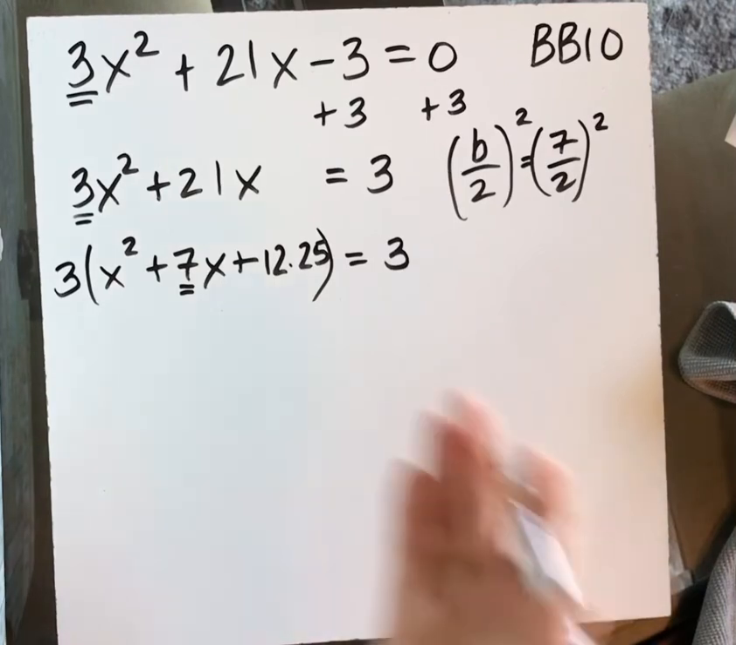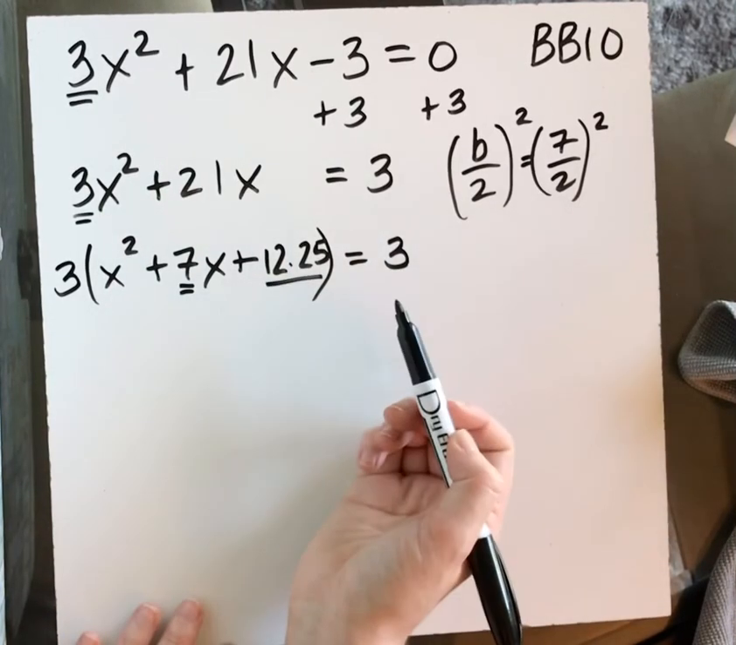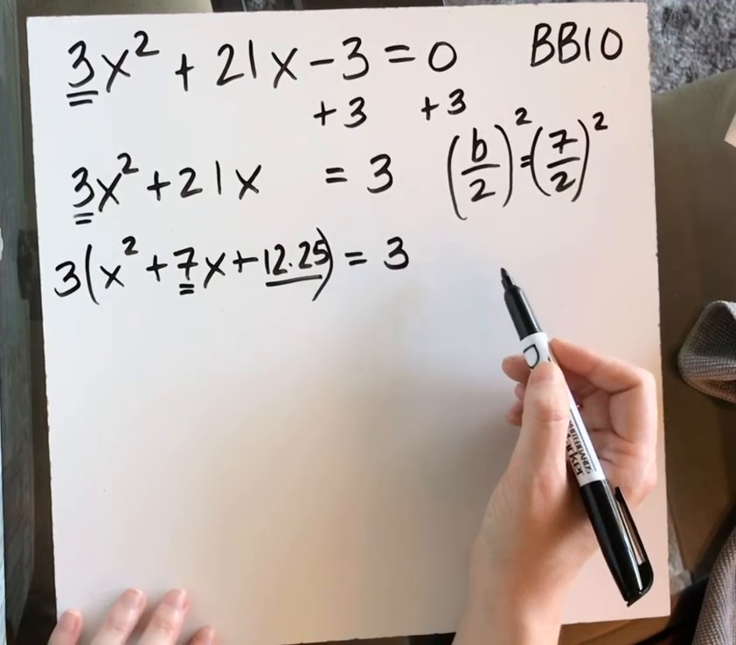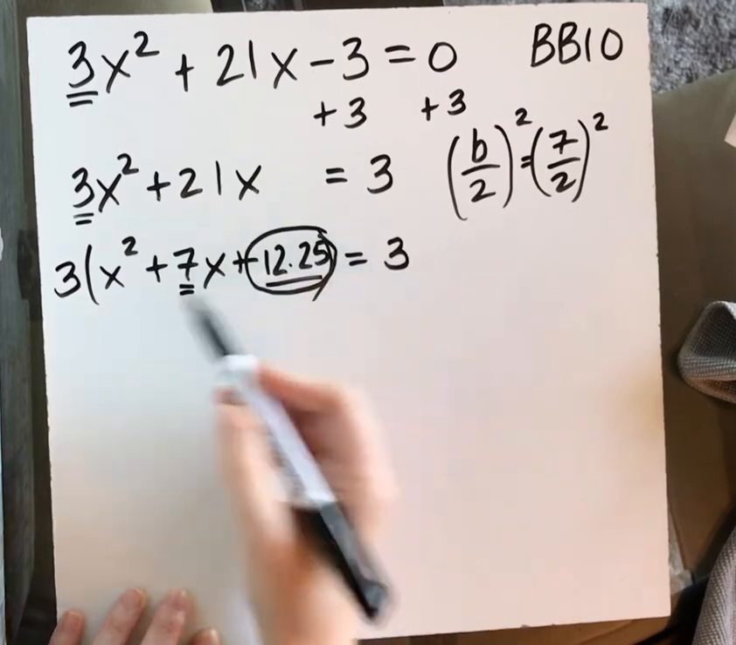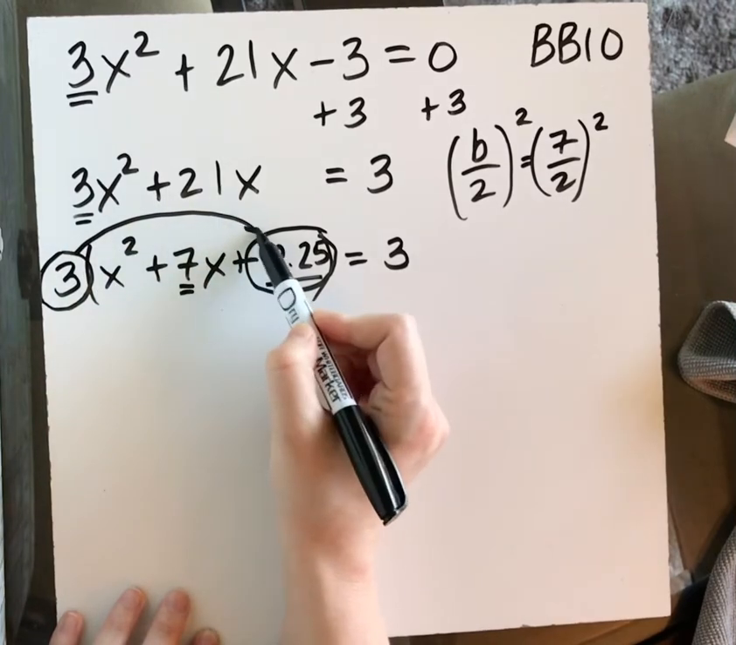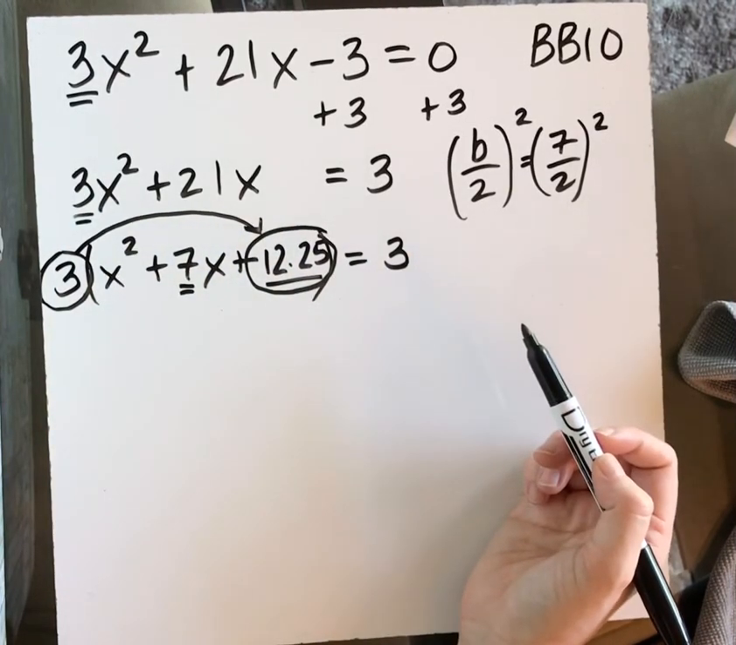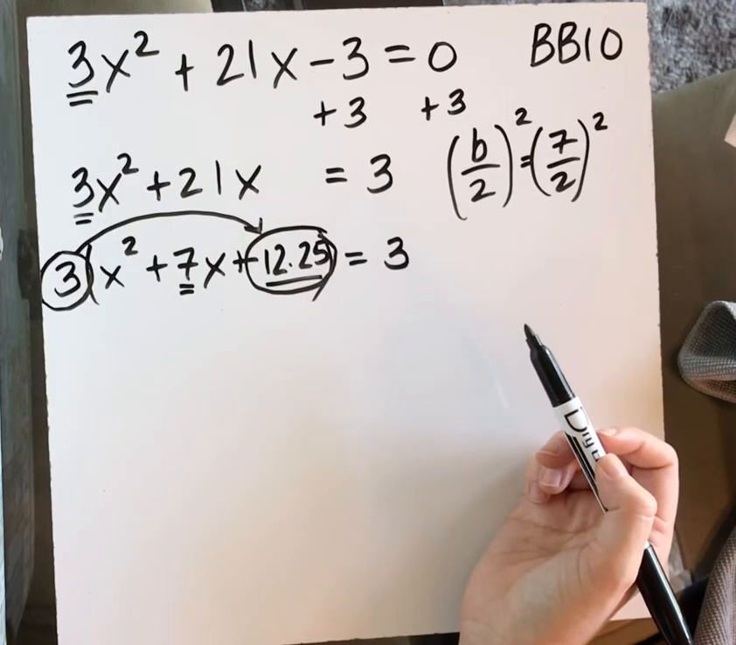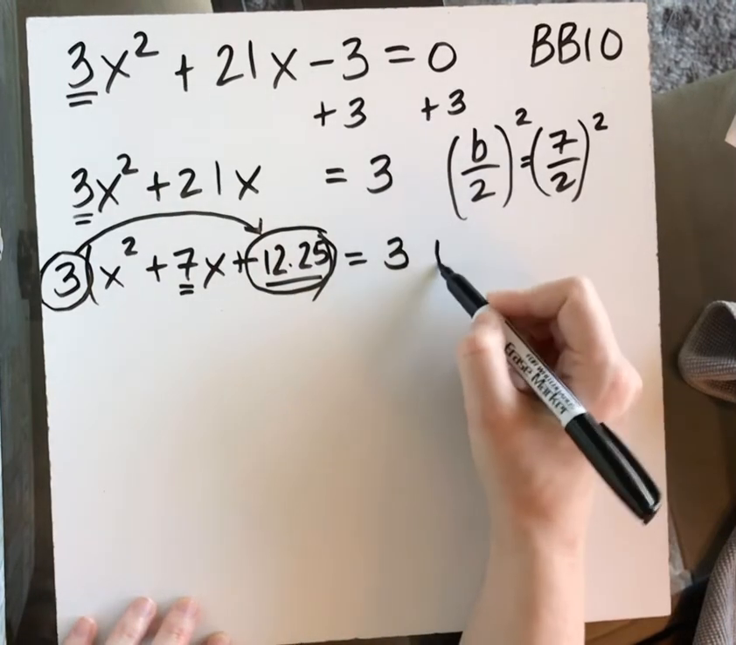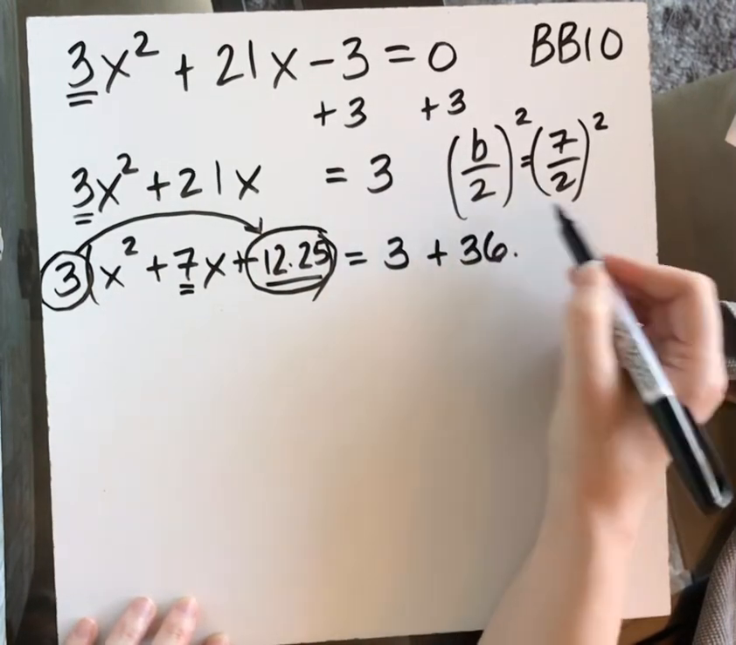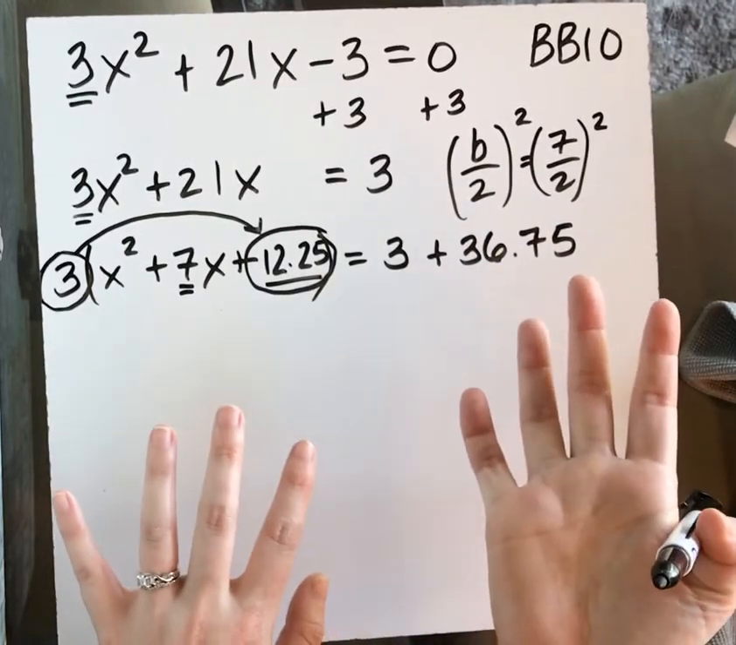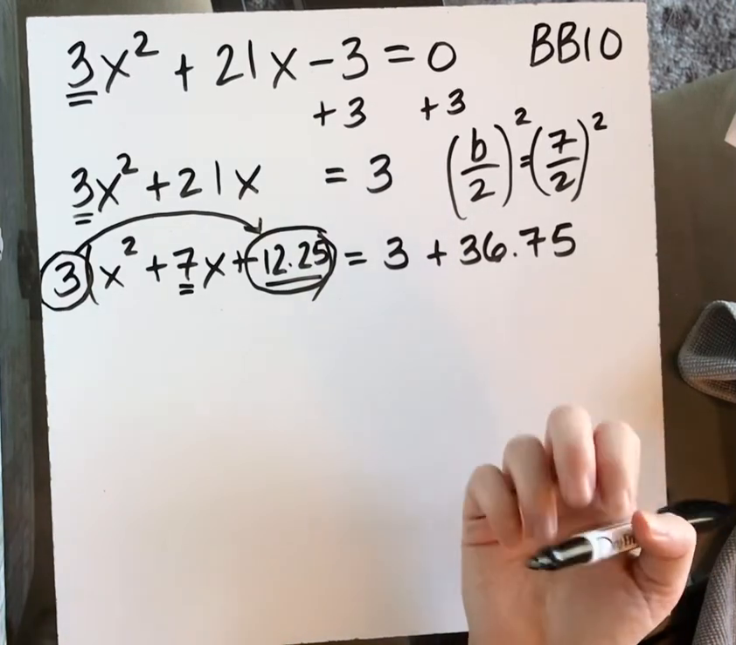Now we have to see how we can balance that. We've now added something to the left hand side. We have to do the same thing to both sides of the equation. But I want you to notice that acting on this 12.25 is that 3. That 3 is being distributed into that 12.25, so we are really adding 36.75, which we got by doing 3 times 12.25. So here we're going to balance it with that 36.75. We now have maintained the equilibrium of this problem.